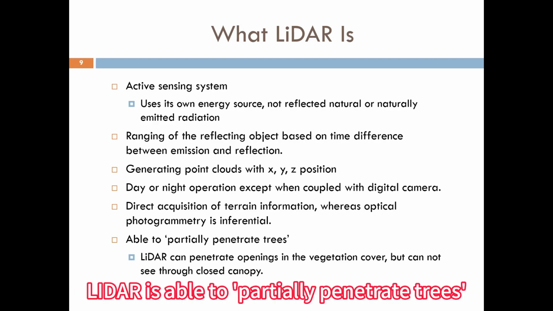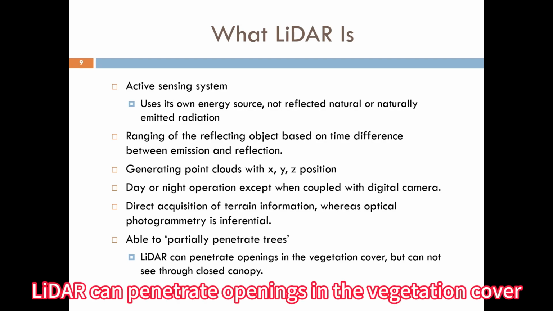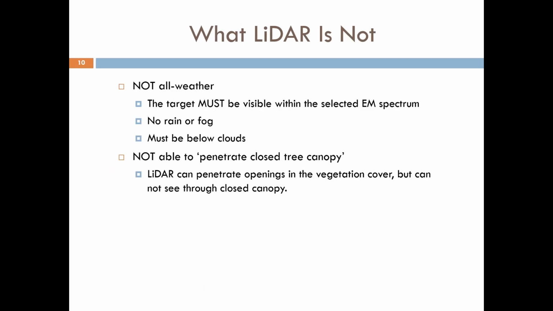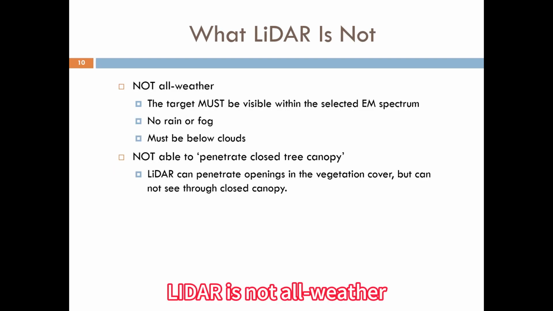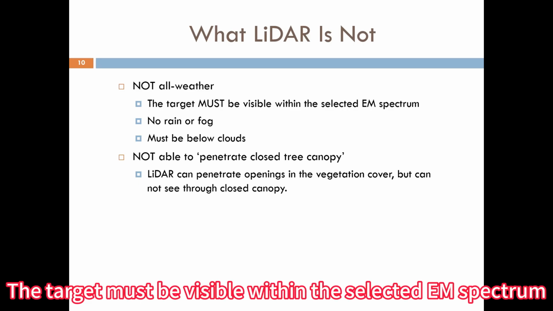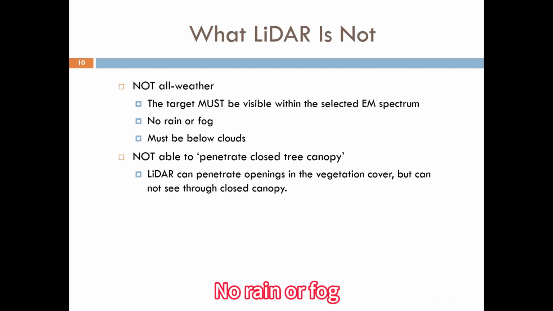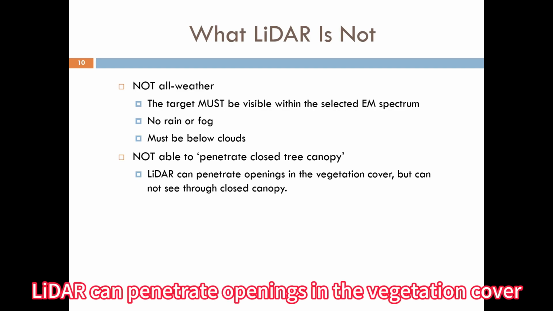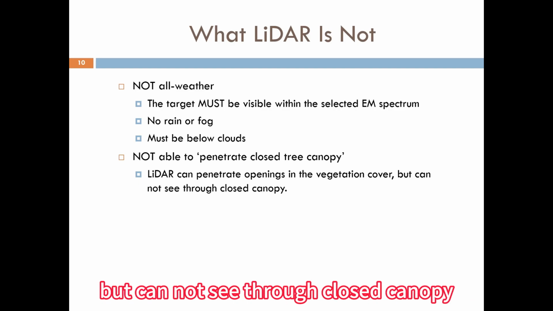LiDAR is able to partially penetrate trees. LiDAR can penetrate openings in the vegetation cover but cannot see through closed canopy. LiDAR is not all-weather. The target must be visible within the selected EM spectrum. No rain or fog. It must be below clouds. LiDAR is not able to penetrate closed tree canopy.